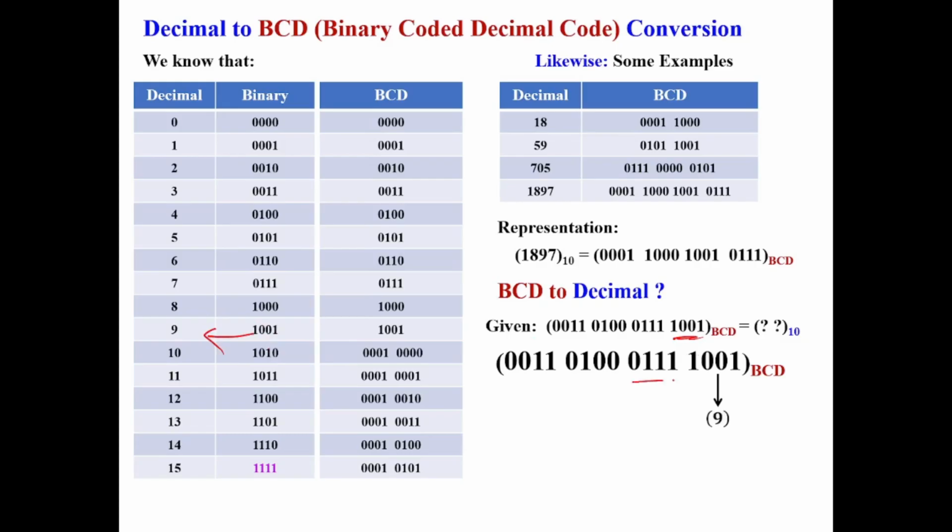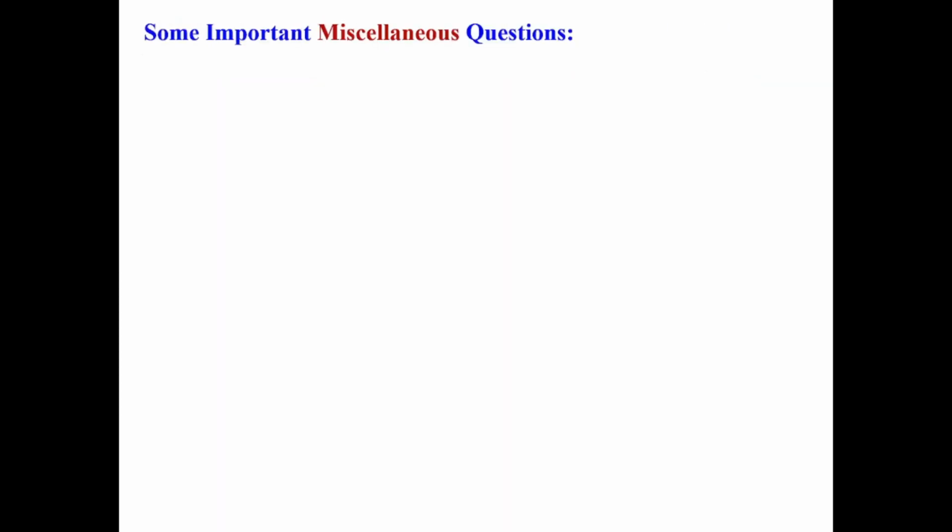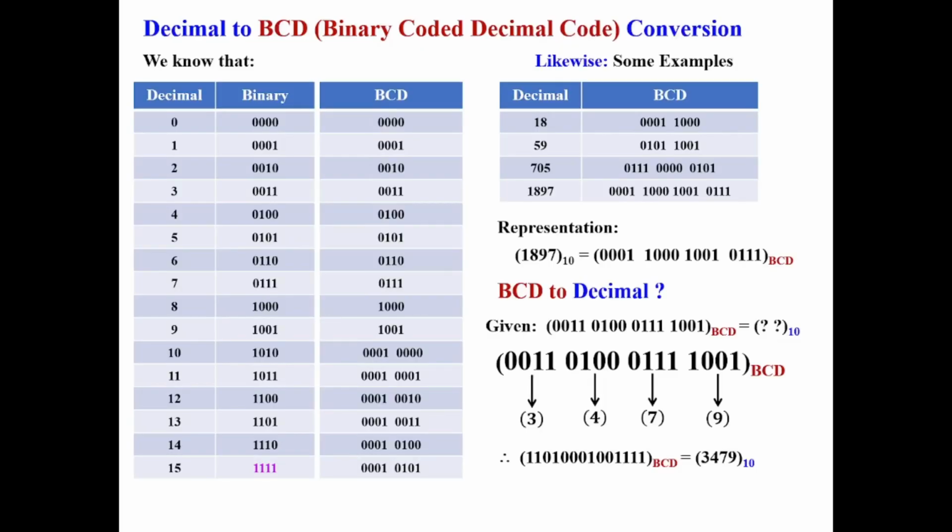Then 0111 is nothing but 7. You have to write 7. Then 0100 is 4. You have to write 4. Then 0011 is nothing but 3. Hence, this BCD number is converted to decimal as 3479. Okay. So in this way, you have to convert any decimal number to BCD and any BCD number to decimal, right? Yes. Here we completed our lecture series.